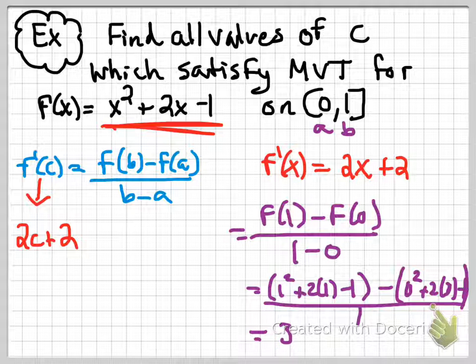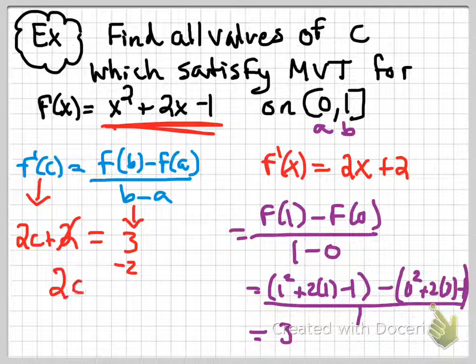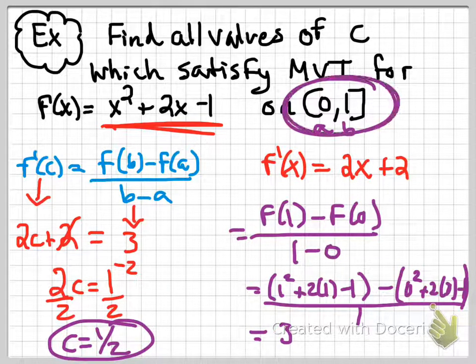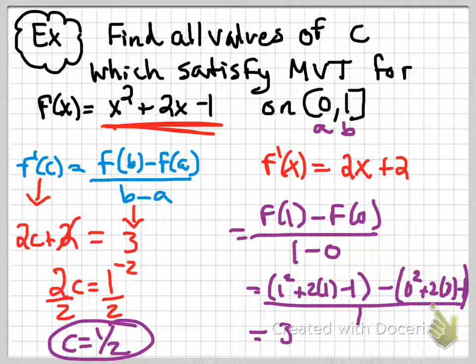So now that we know that's 3, we know that f of b minus f of a is 3. We're going to set them equal to each other, and we're going to solve for the letter c. We're going to subtract 2 from here, so that 2c is equal to 3 minus 2, which is 1. We're going to divide by 2 on both sides, and we're going to get our final answer: c equals 1/2. So the value of c on the interval 0 to 1 is 1/2, right in the middle.